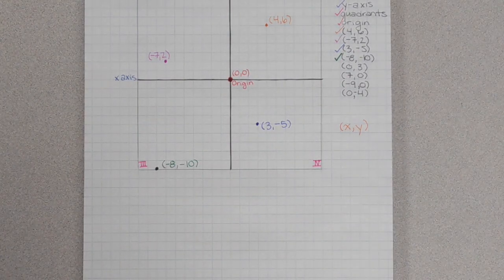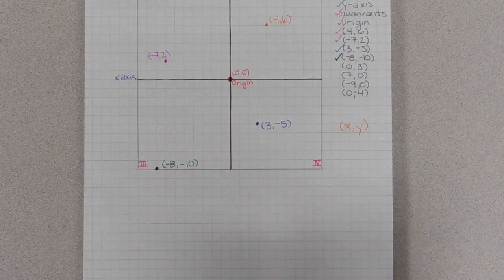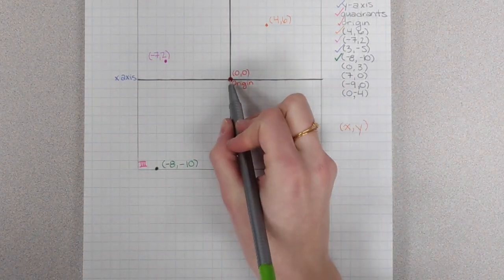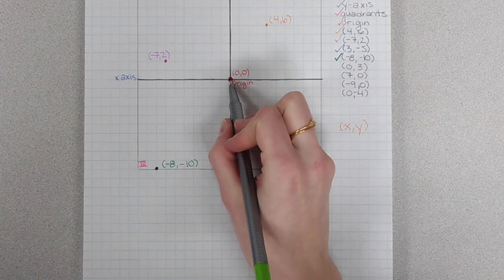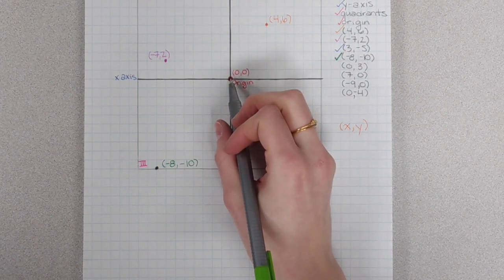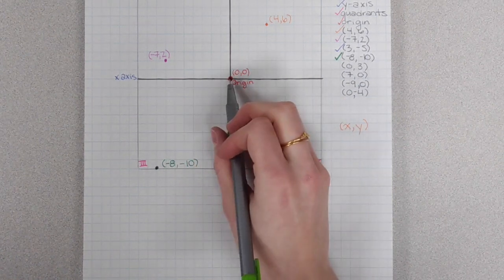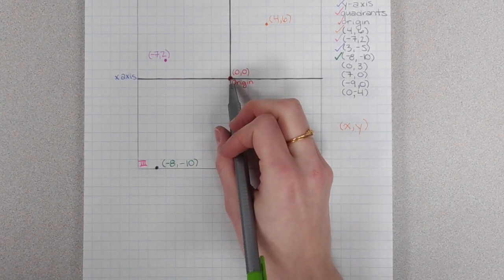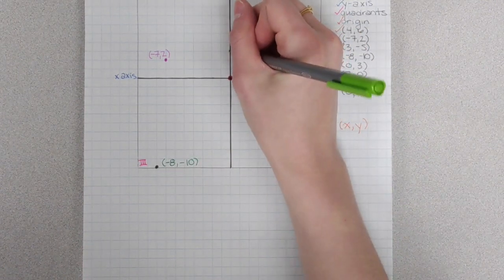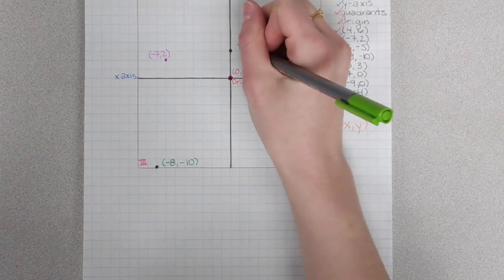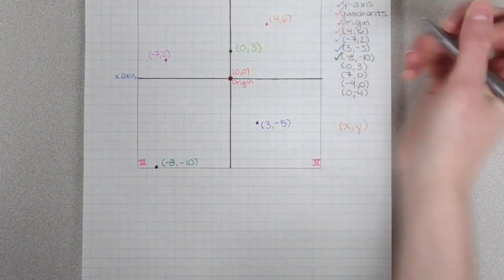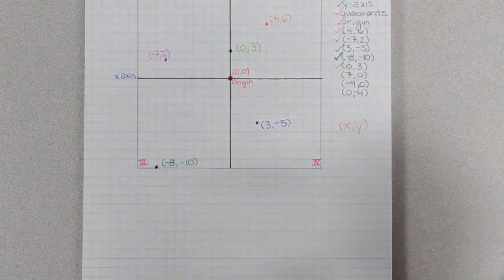The next one I'm doing is 0, 3. So that means that my x value doesn't move from the 0. So I'm actually going to go up on the y-axis this time. So I don't have any x value, it's just 0. And then I go up 1, 2, 3 on the y-axis, or axis, I should say. And I get the point 0, 3.